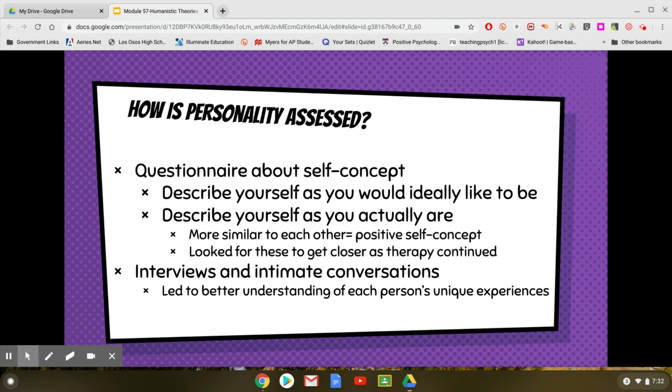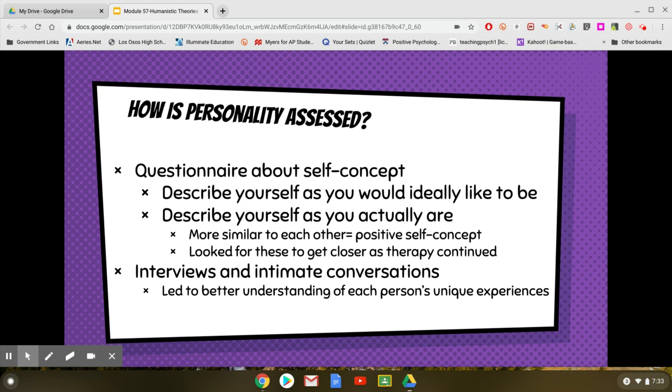So here, the way personality is assessed is a very simple concept, very informal. It's a questionnaire about self-concept. Really, there's only two questions here. One, describe yourself as you would ideally like to be. What would that ideal version of yourself, that self-actualized version of yourself, look like? And then describe yourself as you are now.